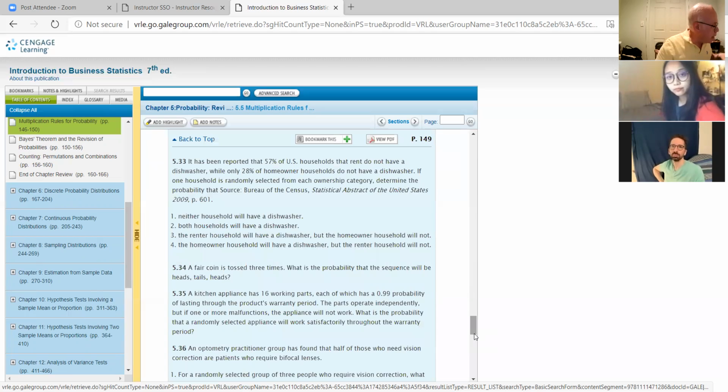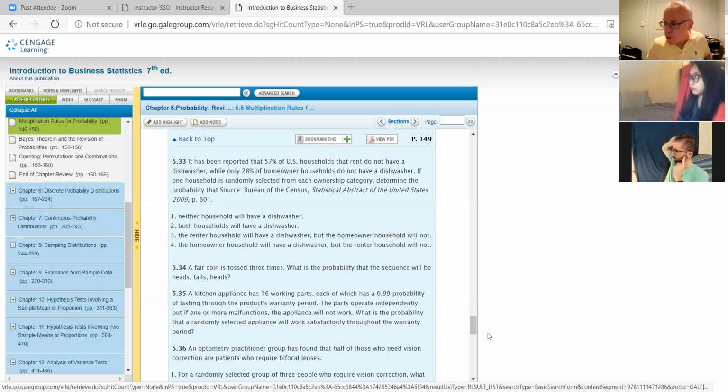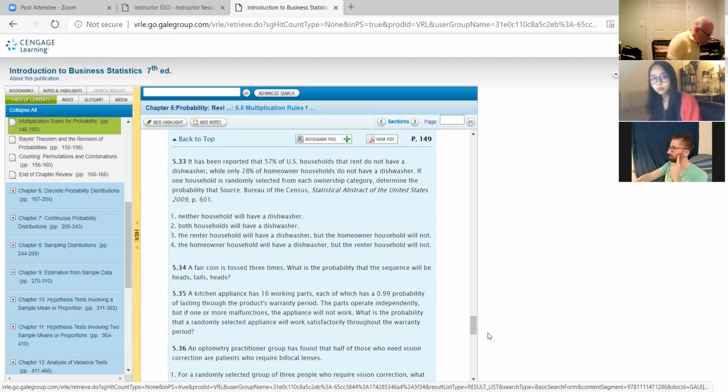All right, hold on one second. I have to see on page 150 problem. No, they didn't actually write the problem. Oh, just give me a second here and see which one. One with homeowners and renters, and dishwashers, right? Yeah. So it's actually 5.33. So hold on a second.